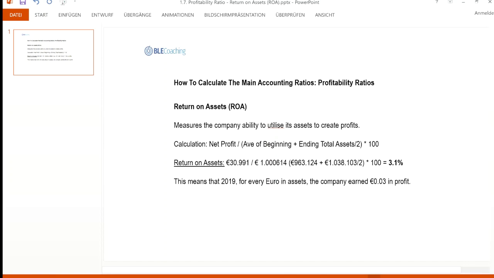by 100. So to sum it up, on the financial statement, we had a net profit of 30,991 divided by 1,614. Multiply by 100 to get 3.1%. So this means that in 2019, for every euro in assets, the company earned 3 cents in profit.